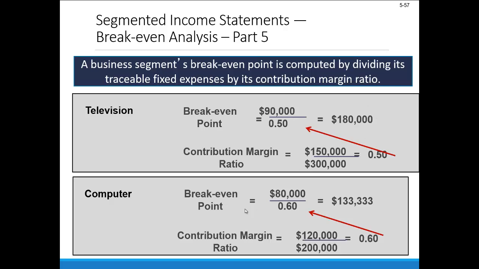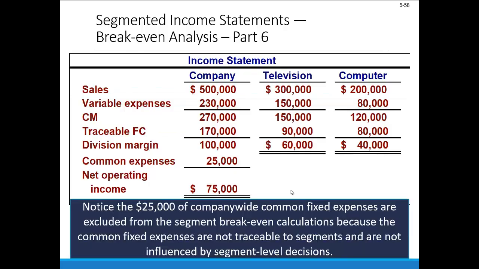Same idea for computers. Traceable fixed expenses for the segment only divided by the segment CM ratio for, in their case, a break-even of $133,000 and some change. And just note here that those common fixed expenses for the company as a whole are not included in the segment-only break-even analysis, because again, we don't want to hold the segments responsible for these common fixed expenses that they may not control and that are just supporting the overall operation of the business in general.